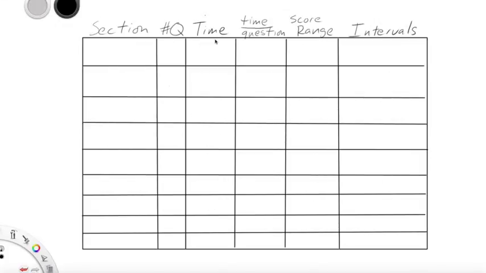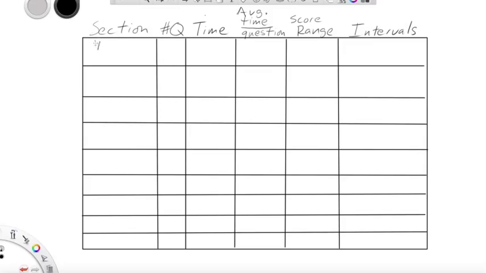I got a couple of requests for a video that explains the structure of the GRE. So let's go ahead and take care of that now. As you see here, I've got some rows and columns set up for you. We'll talk about section type, the number of questions in each section, the time you have for that section, the average amount of time per question, the score range, and the intervals of your score. I guess up here I could add average time per question, so I'll put that in here. Okay, so let's get started.